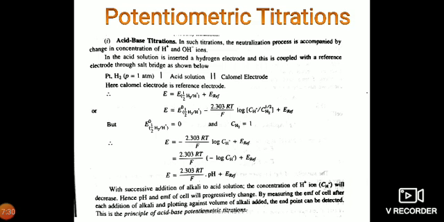But here E0 of half H2 | H+ is equal to 0 because it is the standard hydrogen electrode. Its potential is 0 volts there. And the concentration of hydrogen is also 1 because we have maintained it at 1 atmospheric pressure. Therefore, E is equal to 2.303 RT by F into log of concentration of H+ ions plus E reference, which is equal to 2.303 RT by F into minus log of concentration of H+ ion.